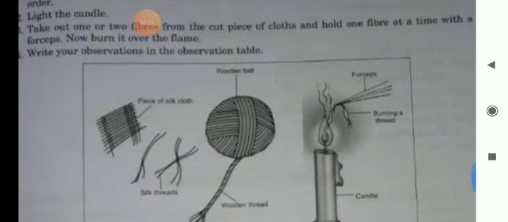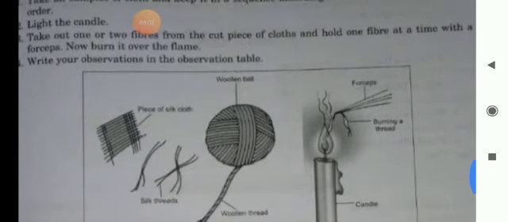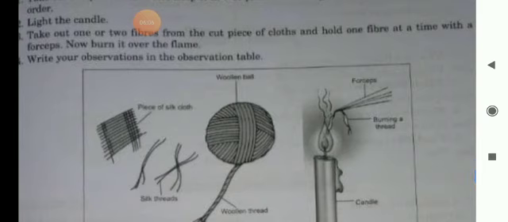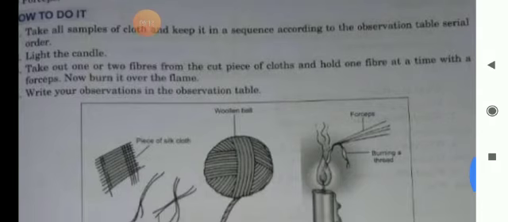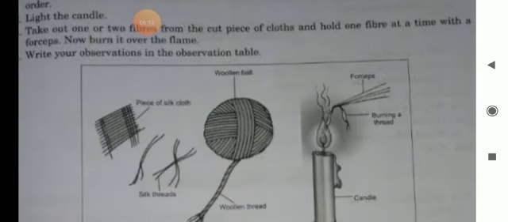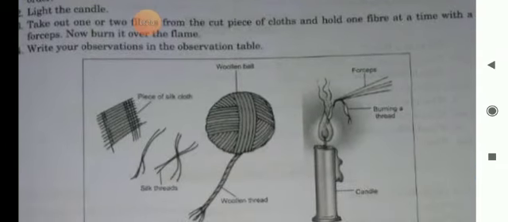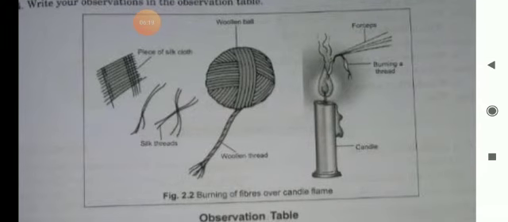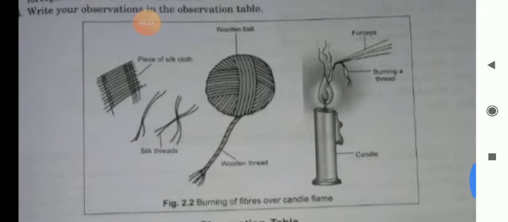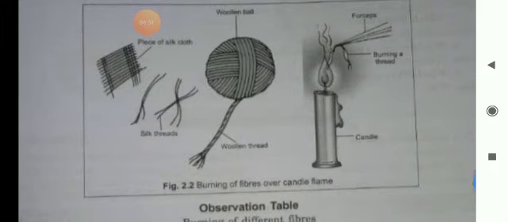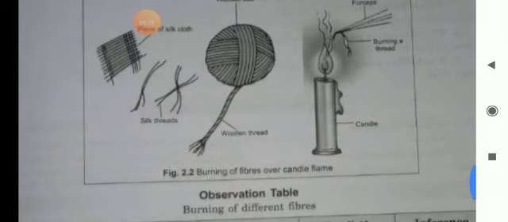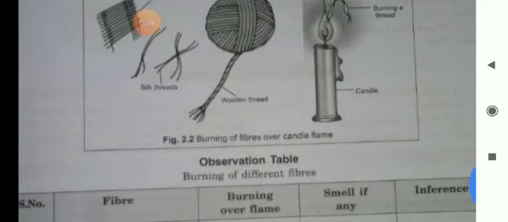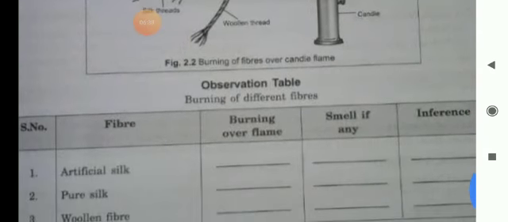See here, you have to keep the thread made up of different fibers over the flame, and then write your observation in the observation table. Here one example is given: silk thread, woolen thread. You have to take and burn it over a flame, but you are not supposed to do this activity, and if you are doing it, then it should be under the elders' guidance.